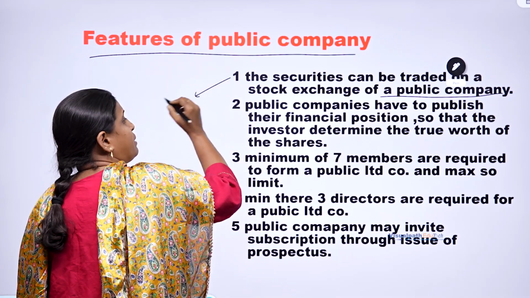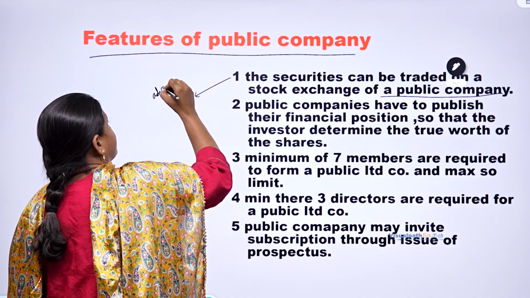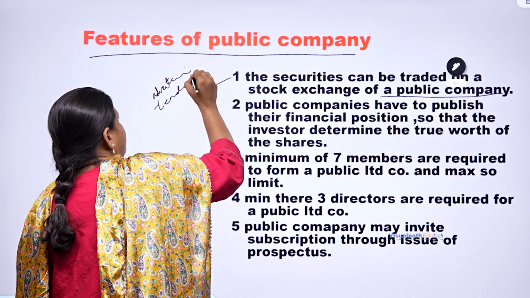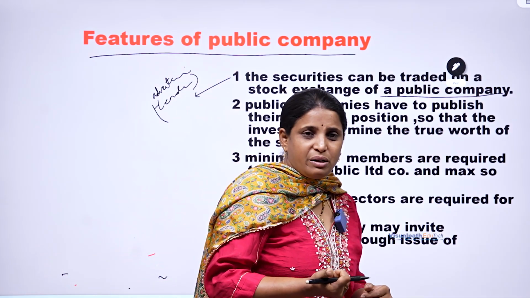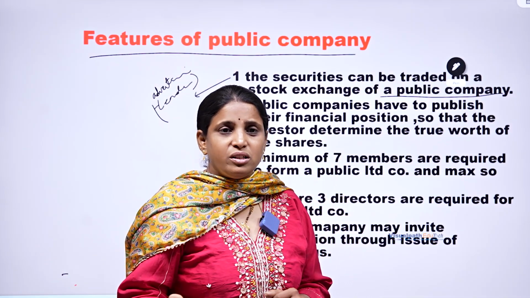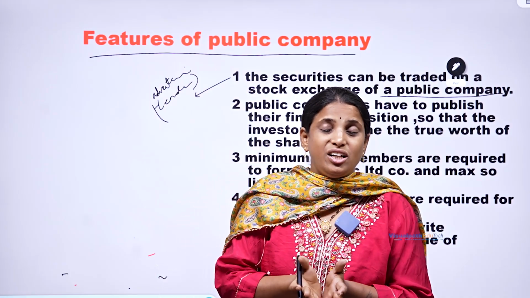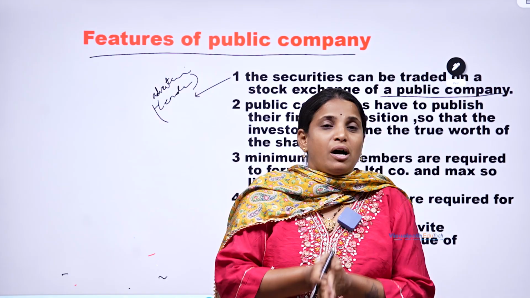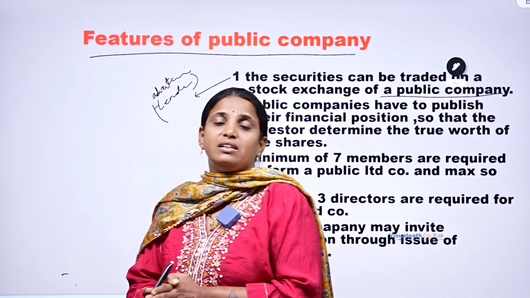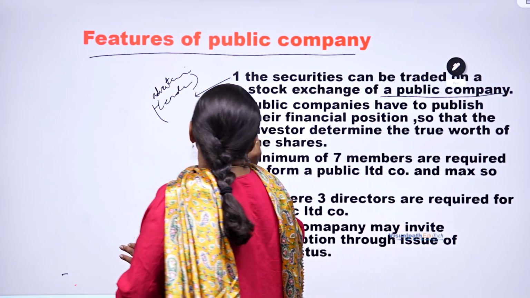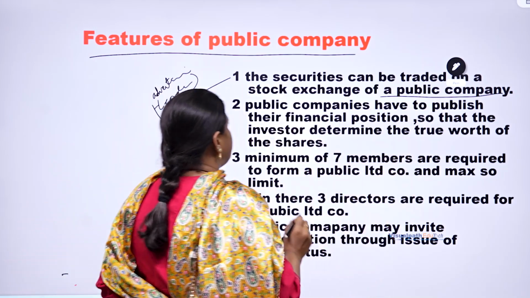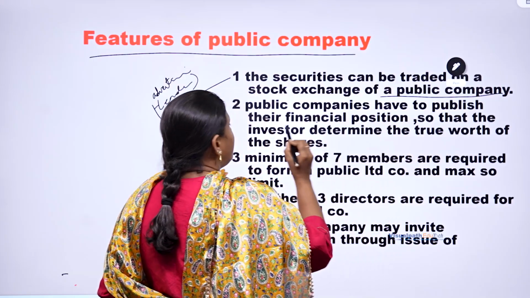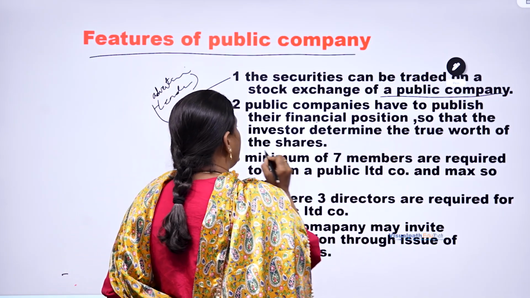That's why we see many advertisements. For example, tenders. We see the construction of a road or buildings or any construction of government bodies, and we issue tender notifications, right? Whoever is interested and wants to be part of this public company is welcome with the tender notice. So that can be exchanged, that can be issued. Public companies have to publish their financial prospectus so that investors can determine the true worth of the shares.